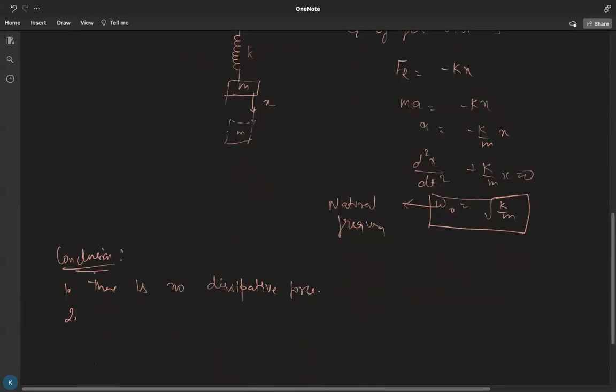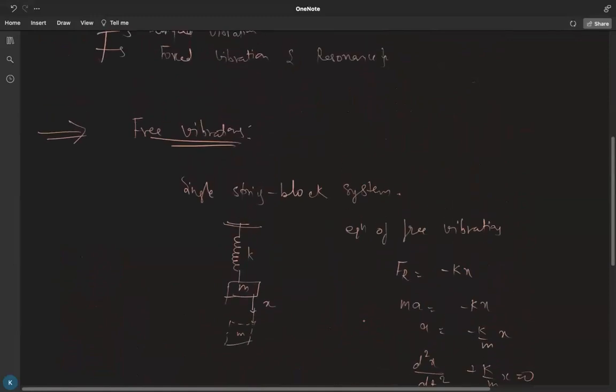The second conclusion we can draw is that the system has a constant amplitude, right? We can tell that the system has a constant amplitude because there is no dissipative force. So the system has a constant amplitude, right? And vice versa is true.